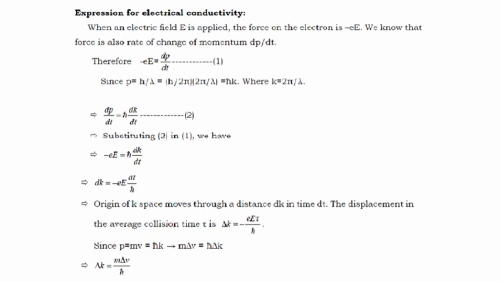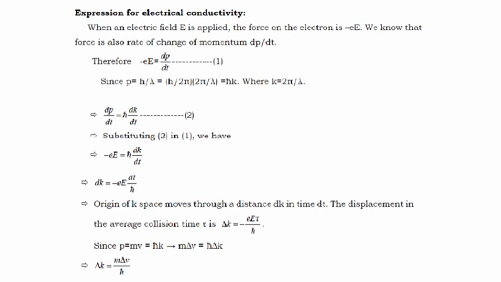And we know that the force is also the rate of change of momentum, that is dp/dt. So -eE = dp/dt, and all of you know that p is equal to ħk, so dp/dt is equal to ħ dk/dt, and we can substitute equation 2 in equation 1. So dk is equal to -eE dt by ħ.